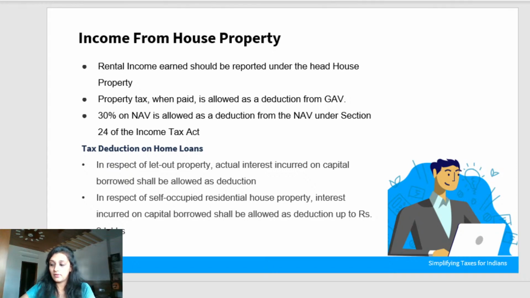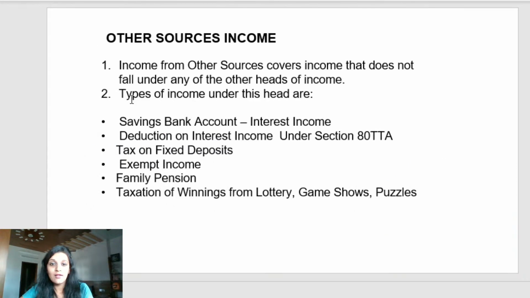So this was about the income from house property. Another head of income is income from other sources. Whatever income you have, if it is not falling under income from salary, house property, capital gain, and business and profession, that income will come under the income from other sources head.